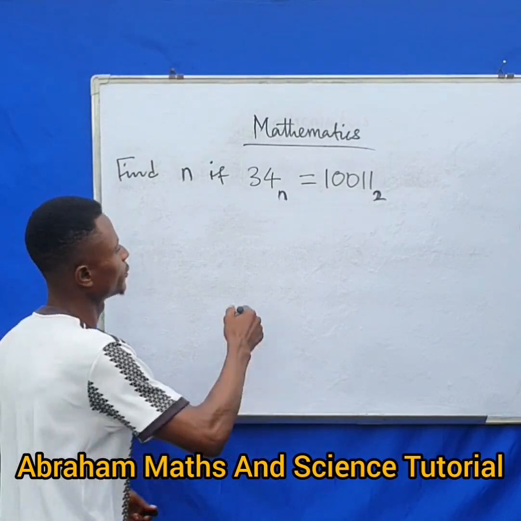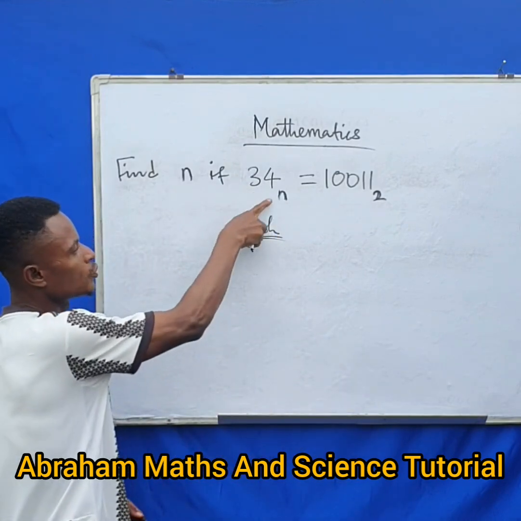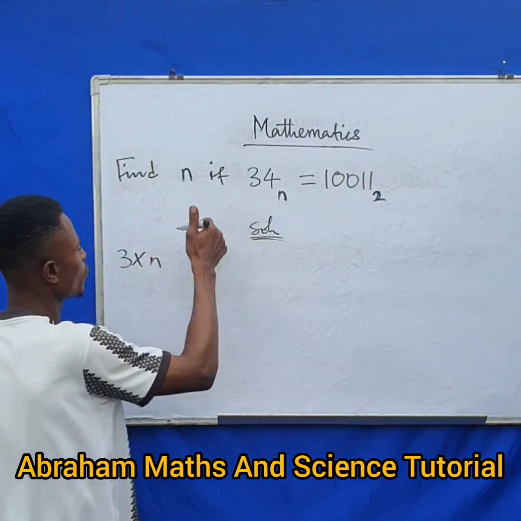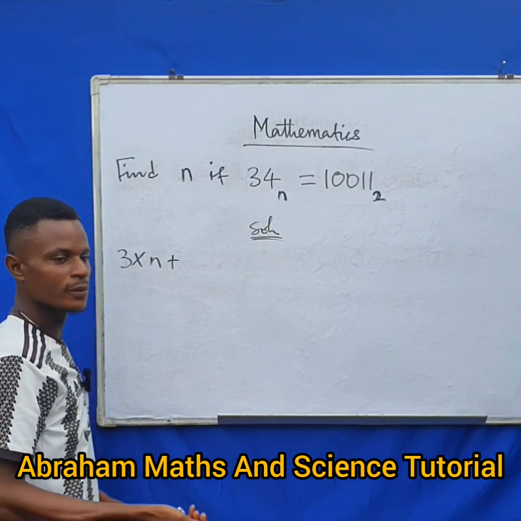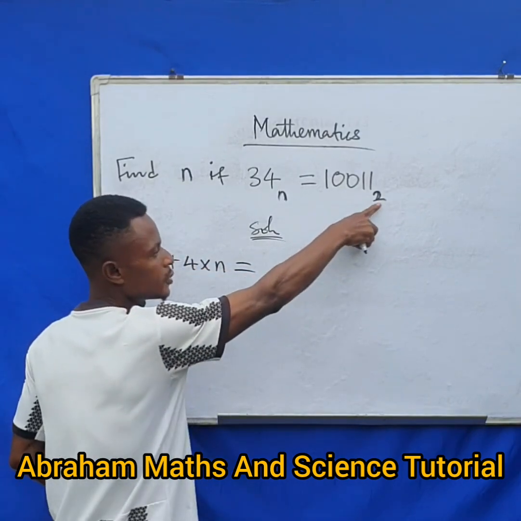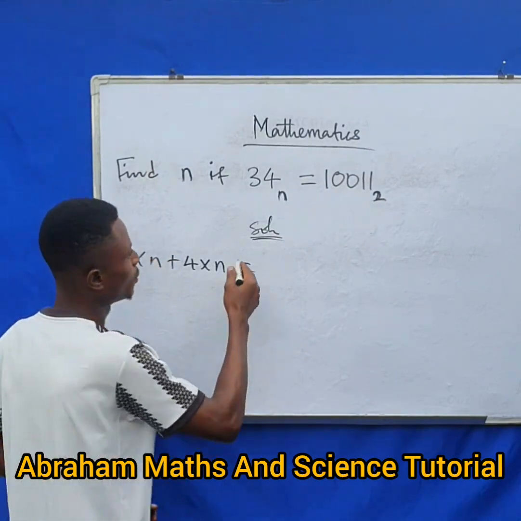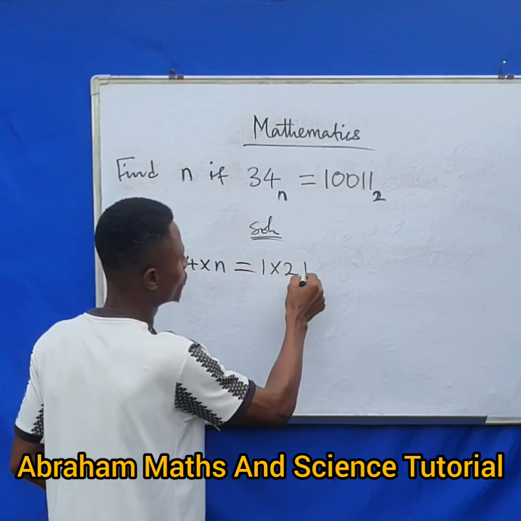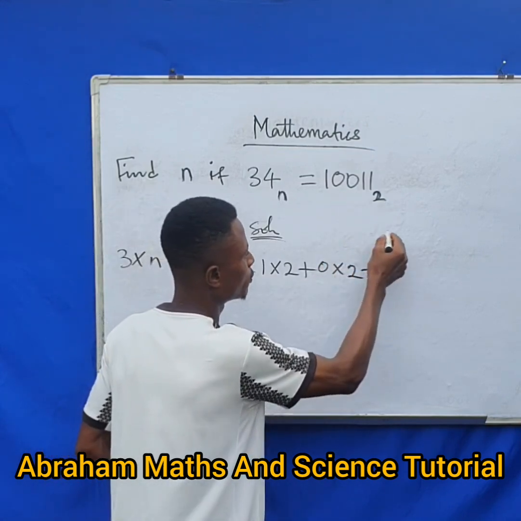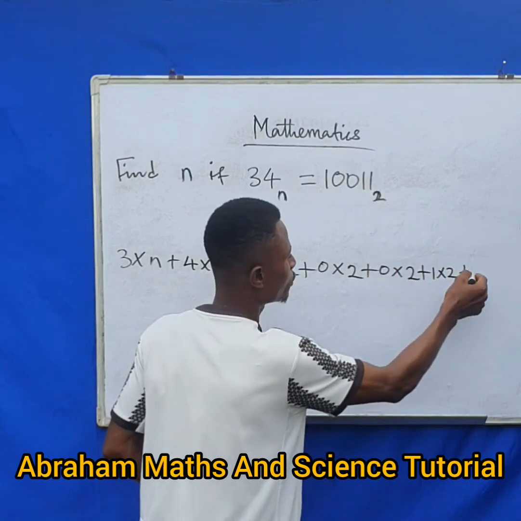Let me show you how to convert to base 10. Here's the solution. To convert this to base 10, first of all, use this one to multiply the base. So we're going to have 3 times n, then plus 4 times n. You do the same thing here. In this case, 2 is the base. So you use this to multiply the base, and so on until you use the last one. So this is 1 times 2 plus 0 times 2 plus 0 times 2 plus 1 times 2 plus the last one times 2.